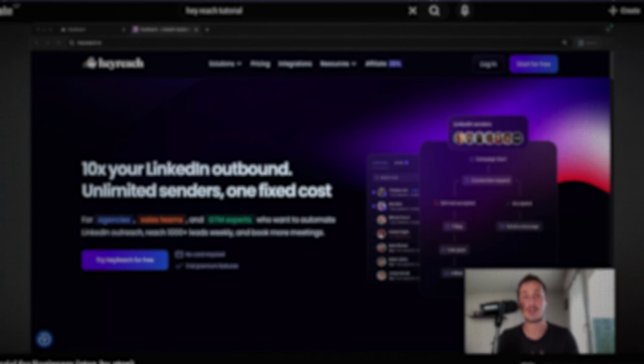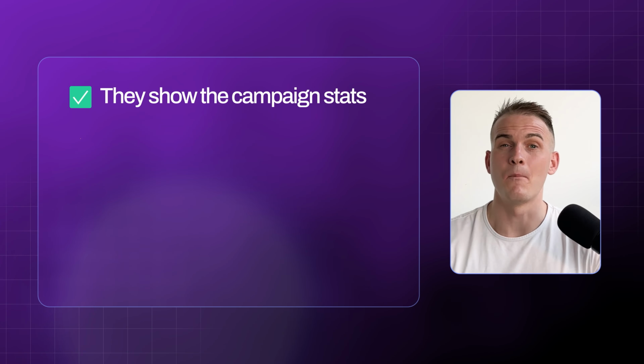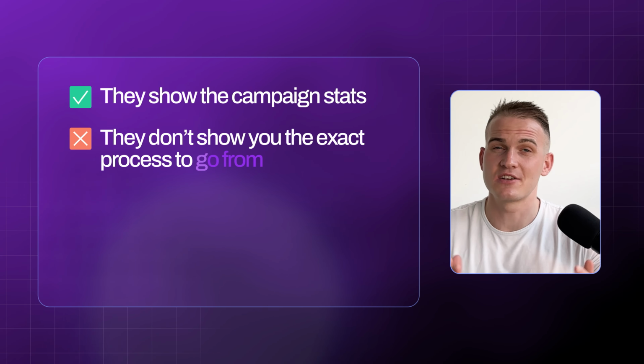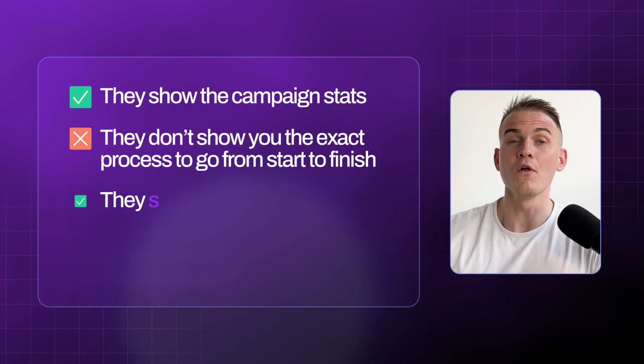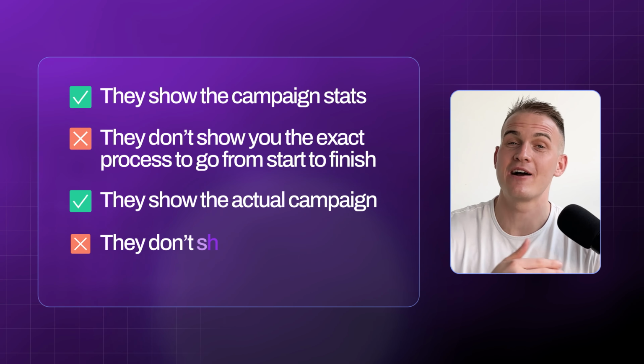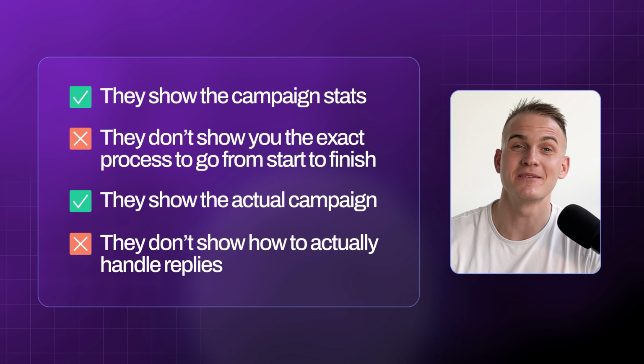Now, I know what you're thinking. Pretty much every Clay and HeyReach tutorial that I have seen so far skips something. They show the campaign stats, but they don't show you the exact process to go from start to finish. Or they show you the actual campaign, but not how you can reply to those interested prospects.